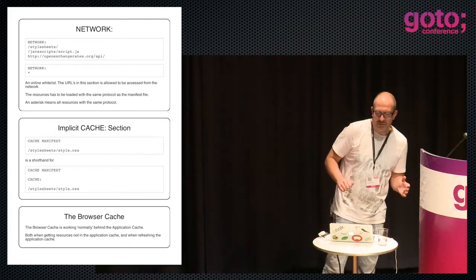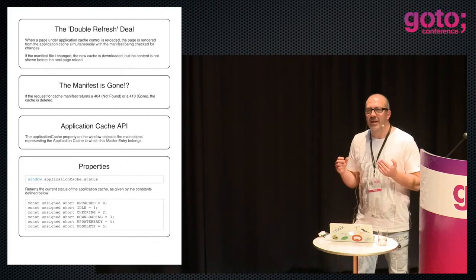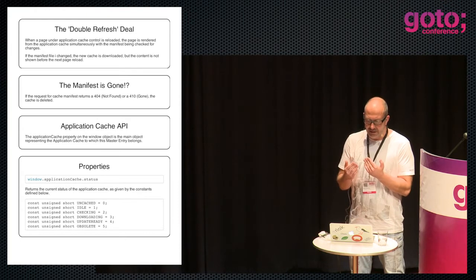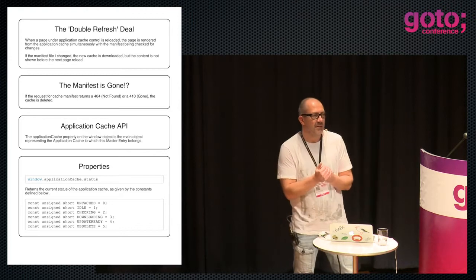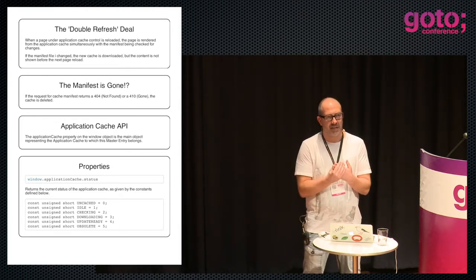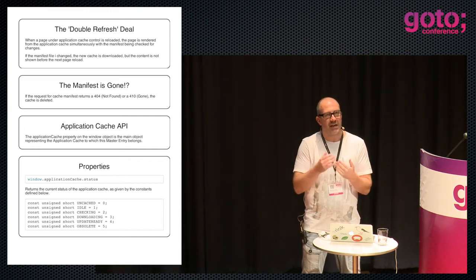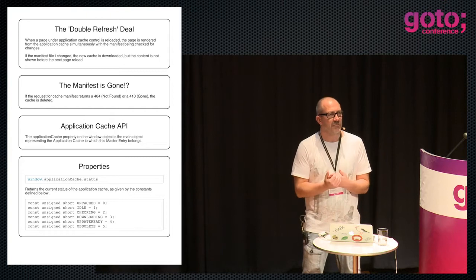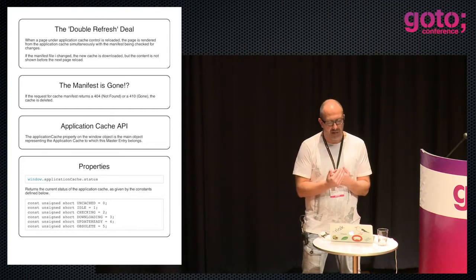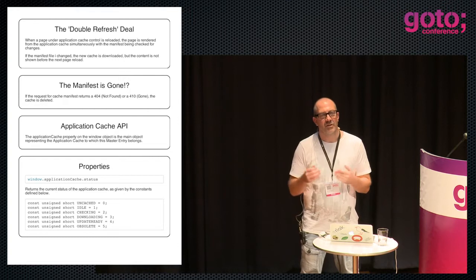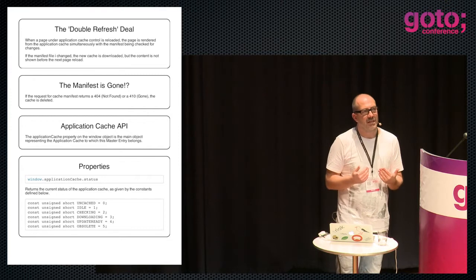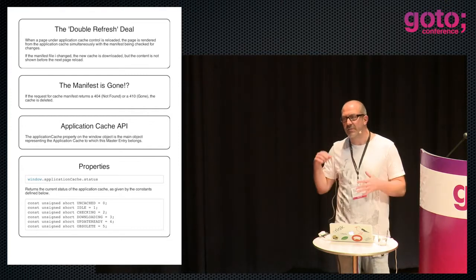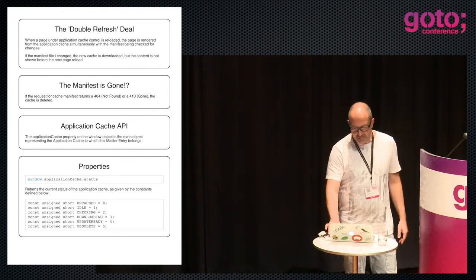Here we had the double refresh deal. If we don't wait to see if we are online, if we are requesting something that's on the application cache control, we are shown the page instantly, and then afterwards we'll go and see if we are online. So if we are online and there's something new to our cache, then that will be loaded, but the page will not be reloaded. So we have to make a double reload if something has changed, and we'll see that in a moment.